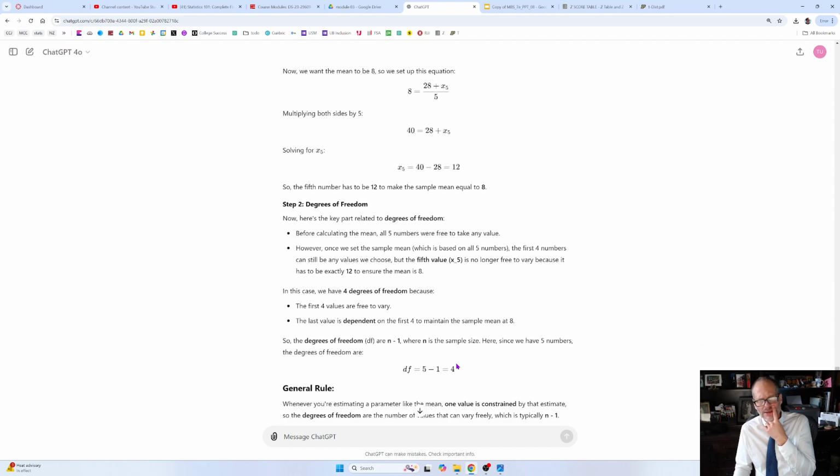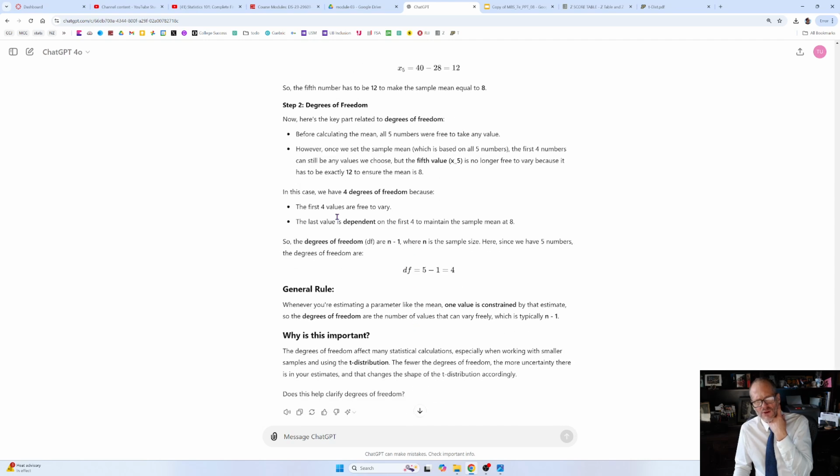Now here's the key part related to degrees of freedom. Before calculating the mean, all 5 numbers were free to take any value. However, once we set the sample mean, which is based on all 5 numbers, the first 4 numbers can still be any values we choose, but the 5th value is no longer free to vary because it has to be exactly 12 to ensure the mean is 8. In this case, we have 4 degrees of freedom. The first 4 values are free to vary. The last value is dependent on the first 4 to maintain a sample mean of 8.